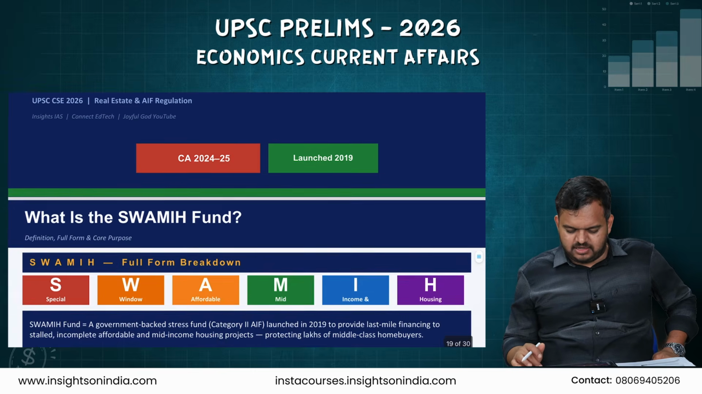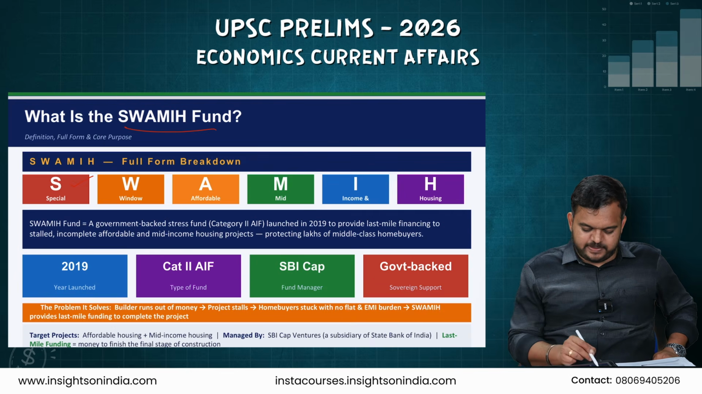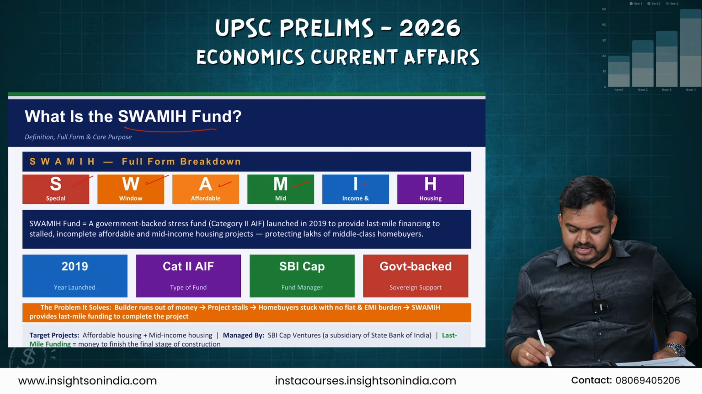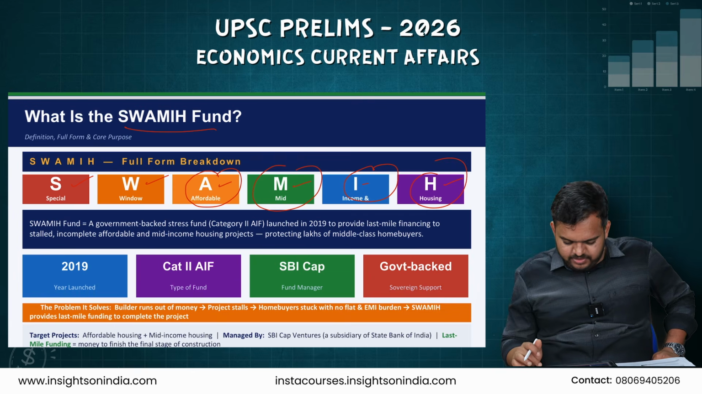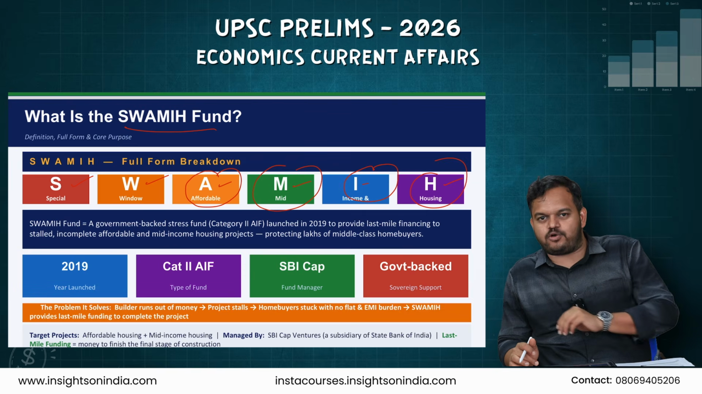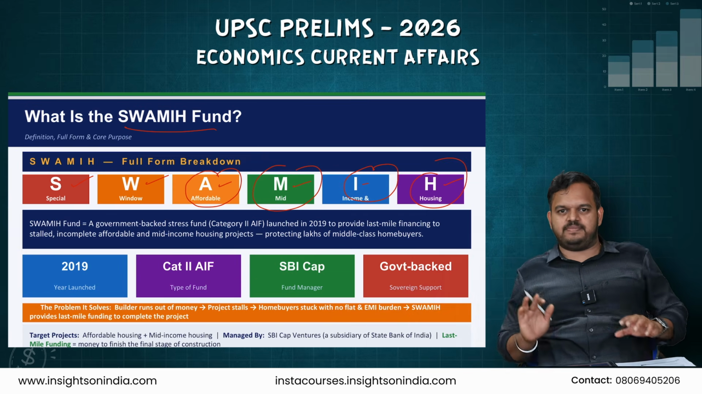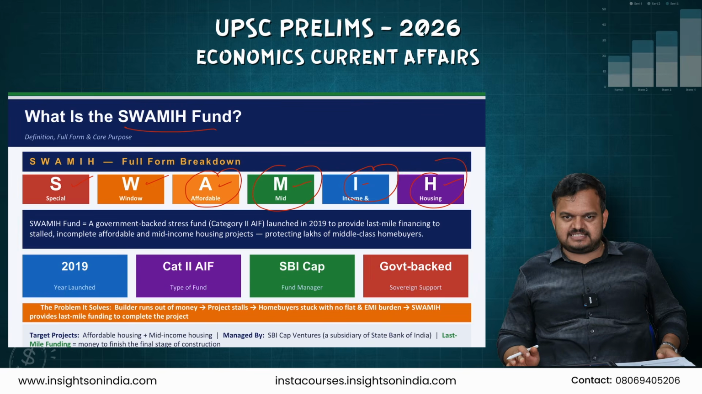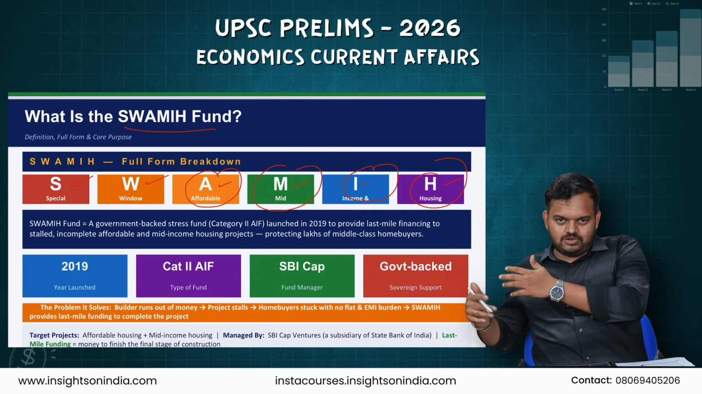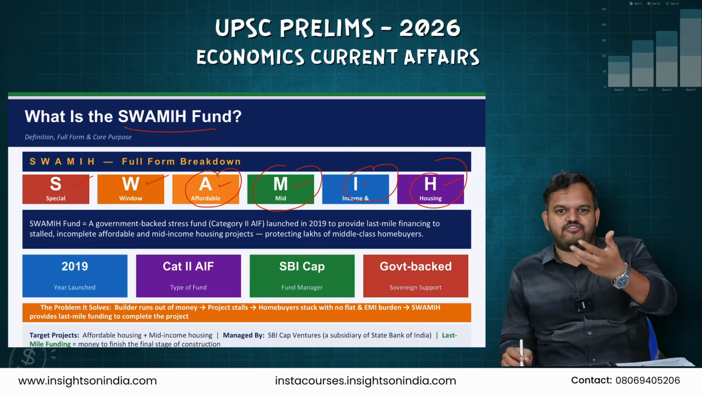Next, one more important and curious topic in the financial market, the SWAMIH Fund. SWAMIH: Special Window for Affordable and Mid-Income Housing. It is a fund responsible for refunding stalled projects which include affordable and mid-income housing. If there are any mid-income or affordable housing projects that have been stalled because of lack of funds, this SWAMIH Fund is going to give the boost. It also provides investment opportunities, helps those stalled projects take off and reach completion, and helps urban dwellers access affordable housing facilities.